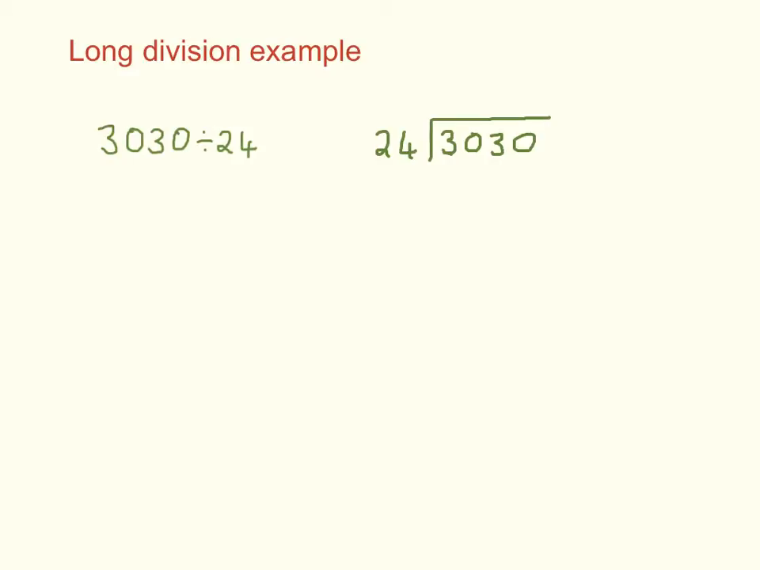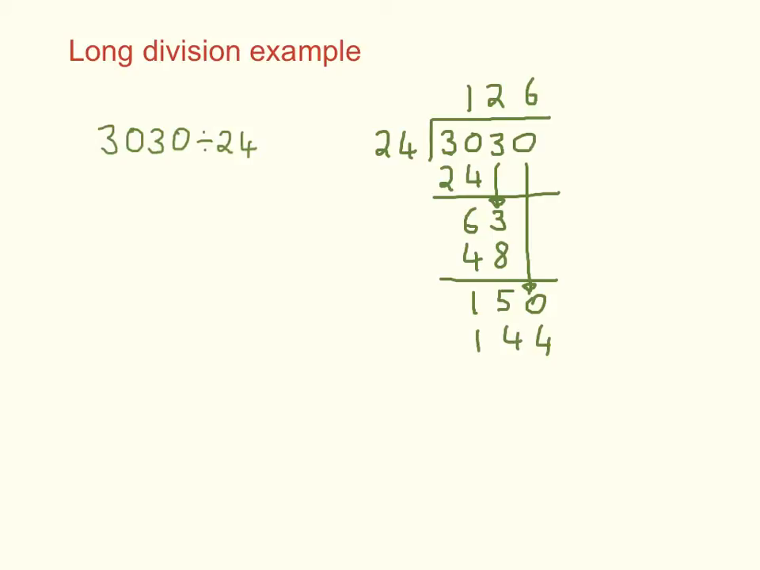We lay the question out as normal. How many 24's in 30? 1. I subtract to leave 6, and I pull down the 3. There's 2 24's in 63, and that's 48 to take away, leaving 15, and I pull down the next 0. There are 6 24's in 150, that's 144 to take away, leaving me with 6.